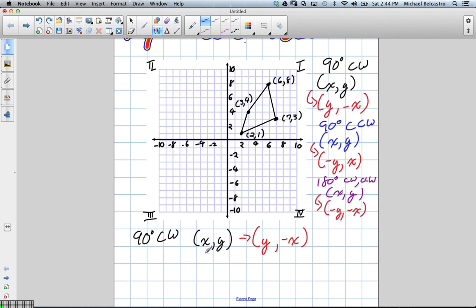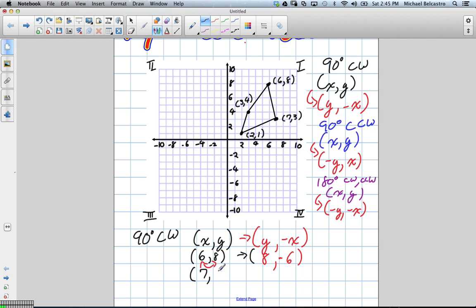But for instance, our very first coordinate was 6 and 8, right? Well, what's going to happen? It's going to become 8, negative 6. Yeah, that's right. We're going to flip these two. So let's flip them before we even put a negative value in anywhere. That means the 8 will come first, the 6 will go second. But because we have to make the x negative, it becomes negative 6. So we're going to do that with all the coordinates.